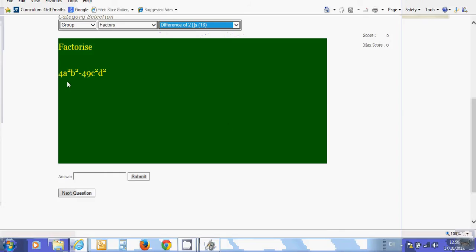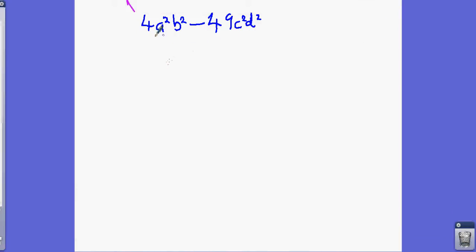So here's our question. 4a squared b squared minus 49c squared d squared. And I want to completely factorize that. So we'll go back to our pad and we'll put that in there. As before, we need to write this as the difference of two squares. So we need to rewrite this as a something squared, and we have to rewrite this as a something squared as well. Okay, so let's have a look at that.